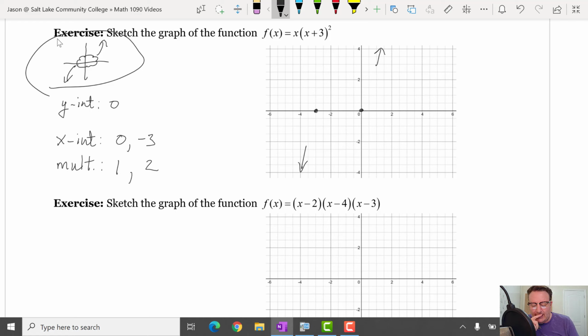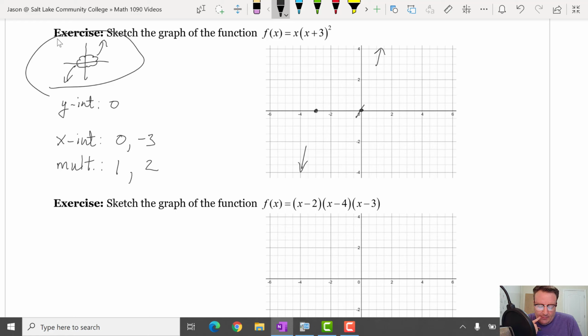Okay? Now the idea is I need to connect these arrows with a smooth curve that goes through or touches those zeros as dictated by the multiplicity. So the multiplicity of the 0 at x equals 0 is 1. So here we need to go through the x-axis there. So I'm going to do a little line. Obviously, I have to connect up with what's above.